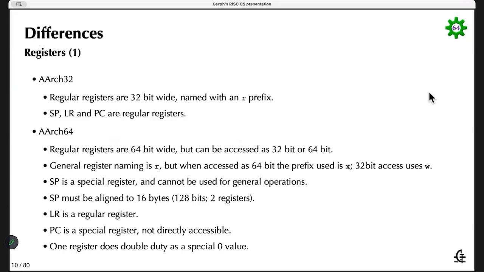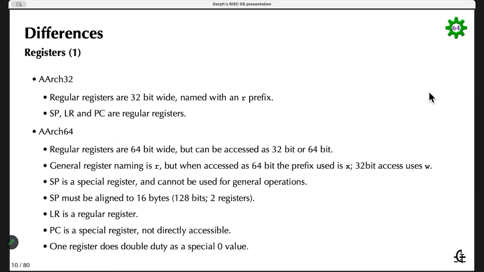The stack pointer is a special register. It's not a numbered register. It's actually entirely separate, and it can be used in certain instructions, not all of them. It also has a limitation that it must be aligned to 16 bytes. So if you can imagine two registers are 8 bytes long, that explains why there's a load pair of registers and save pair of registers. That keeps the stack to the same alignment.